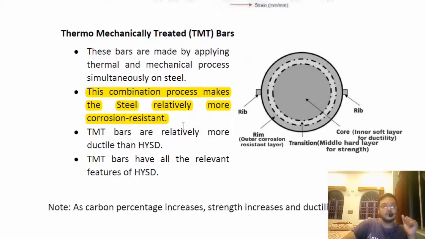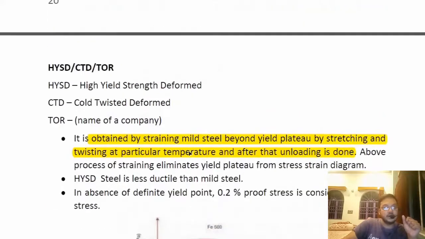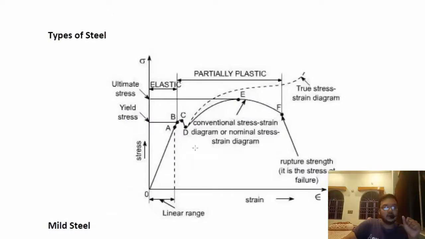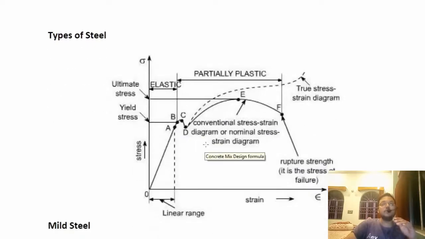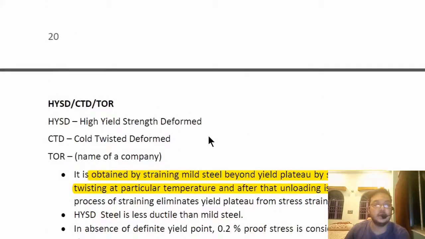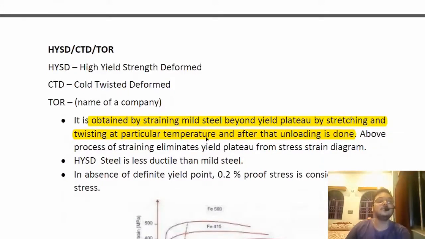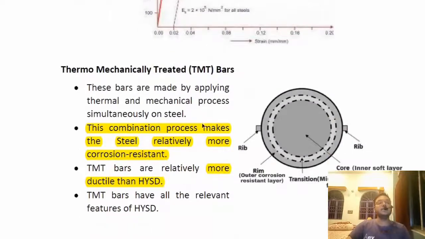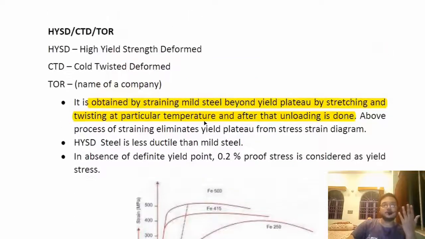This combination process makes the steel relatively more corrosion resistant, and TMT bars are relatively more ductile than HYSD. Previously, for Fe 250 we had one problem: we could get a yield strength up to 250 only for this particular mild steel. To eliminate that, we introduced HYSD, and thus we are getting up to 415 or 500.